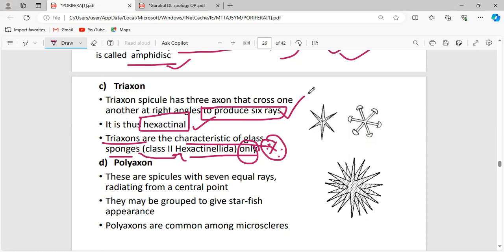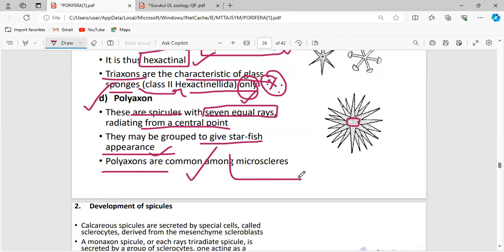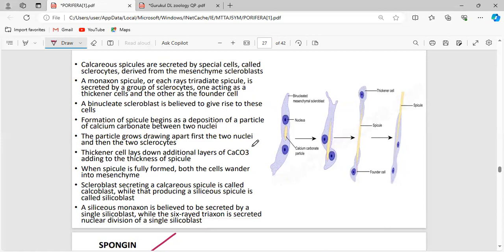Okay. Next, polyaxon. These are the spicules with many equal rays, radiating from the central point. They may be grouped to give a starfish appearance. And as they have many different rays, it is called the polyaxon. And this is common among all the microscleres. Okay, fine. How have the spicules been formed?